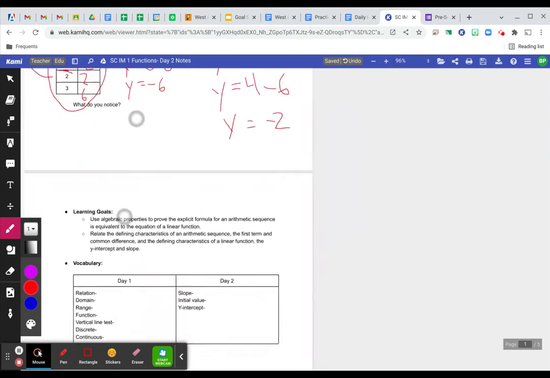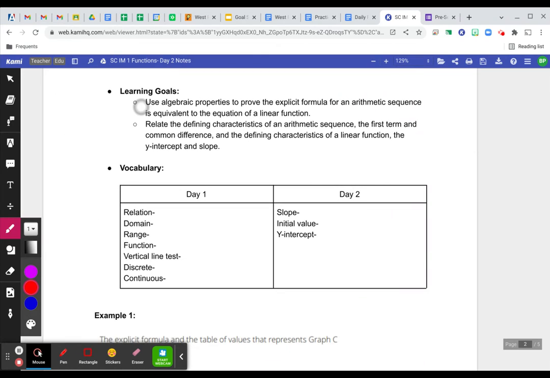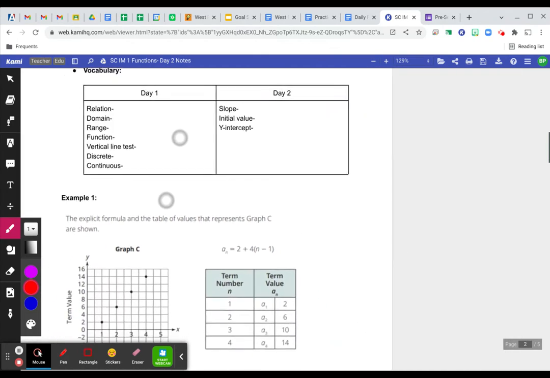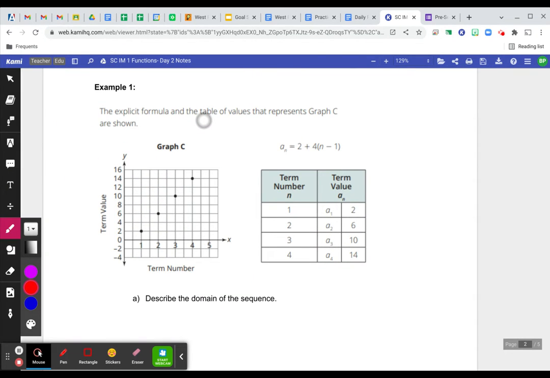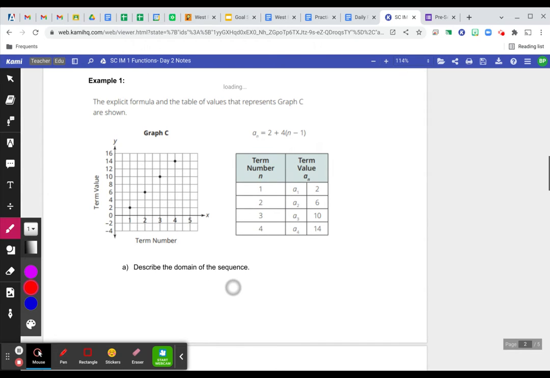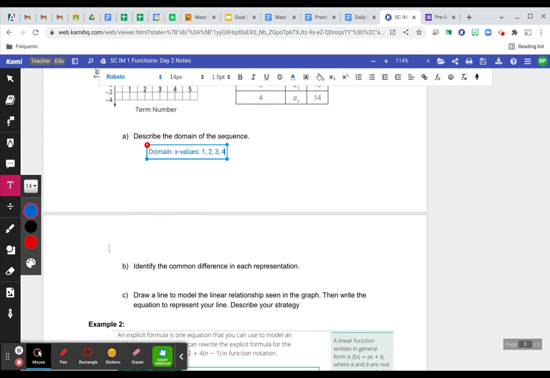You may recognize it as slope-intercept. Take a look through those learning goals. And hey, look, there it is, slope, initial value, y-intercept. So slope-intercept must be on tap here. So let's look at example number 1. Example number 1 asks you to describe the domain of the sequence. Now, if you go back to your day 1 notes, we talked about domain a little bit. The domain are your x values as they exist in this sequence. And the x values here appear to be 1, 2, 3, and 4. Okay, so the domain of our sequence are 1, 2, 3, and 4.